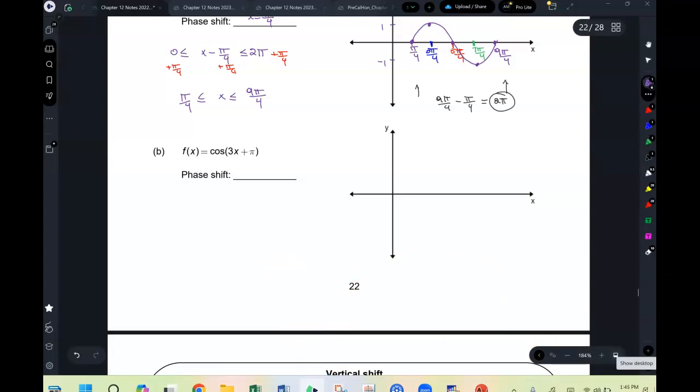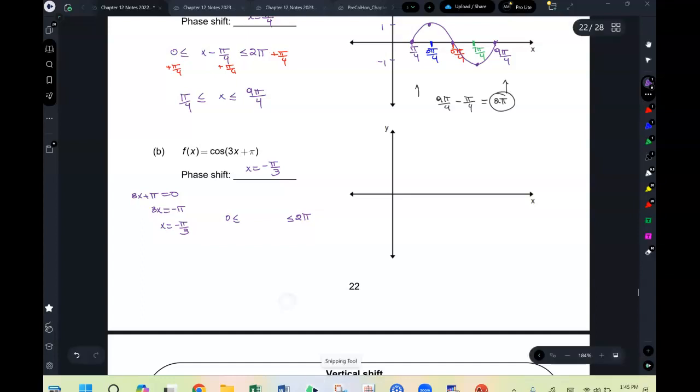Okay, so for phase shift, you say 3x plus pi equals 0. 3x equals negative pi. x equals negative pi over 3. Great, so this has moved to the left pi over 3 units. Okay, so let's go from 0 to 2 pi again. Always from 0 to 2 pi, no matter what. You always have to go with the default period of the parent function.